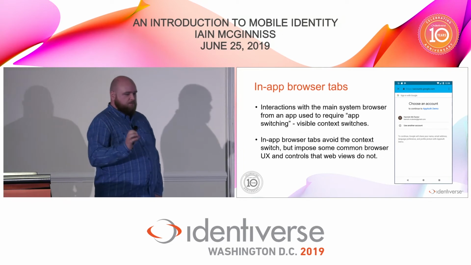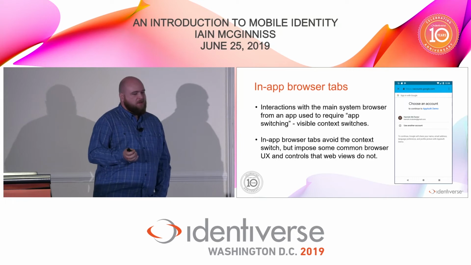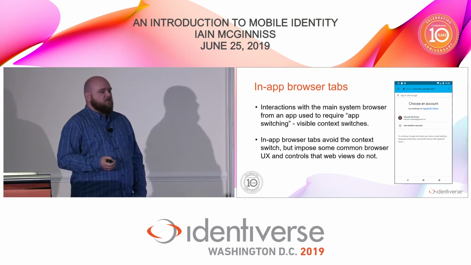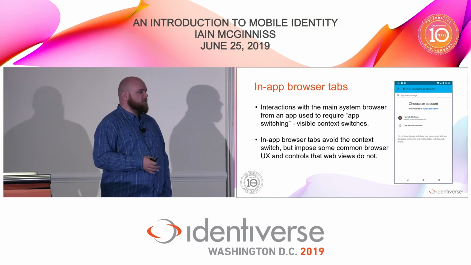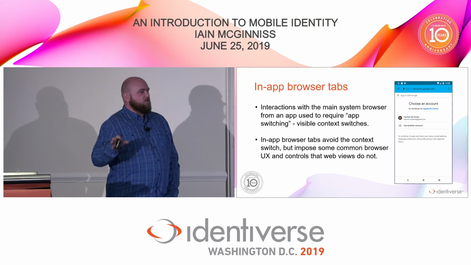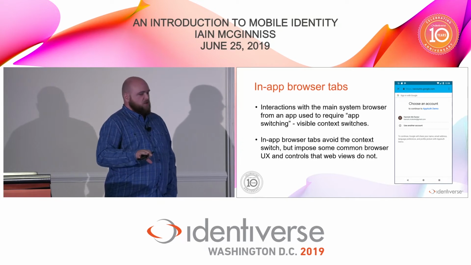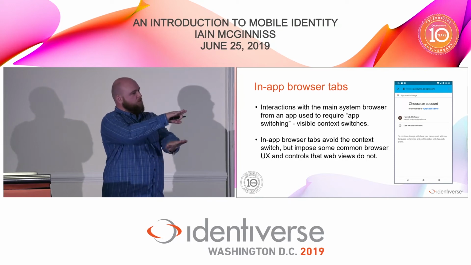So the one solution that Google came up with for this is the idea of an in-app browser tab. On Android, they call them custom tabs. This is a way for you to display content from the system browser inside your application. So there's none of this very visible context switch that you would have seen on, say, iOS. It would be like your application's in the front, and whenever you open the web, it would do that.